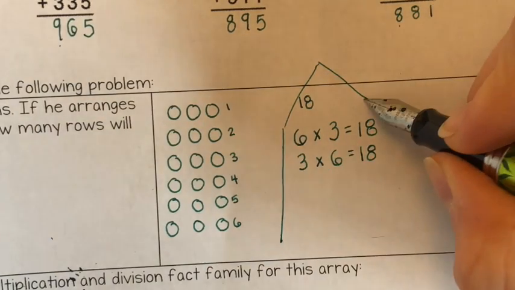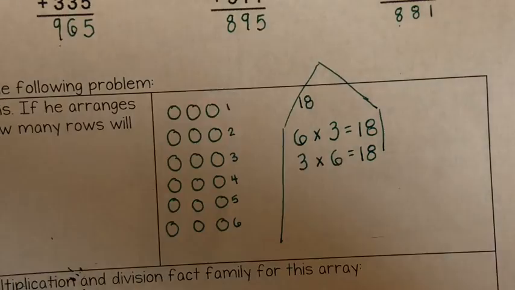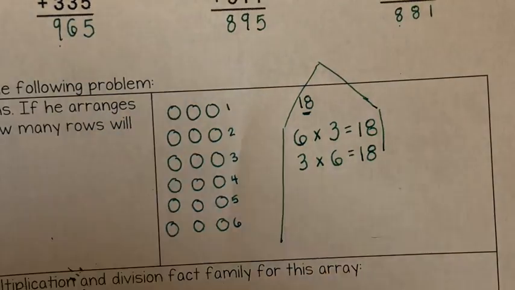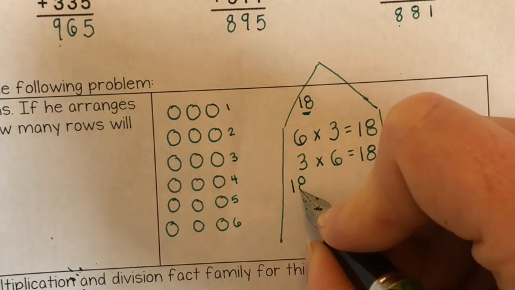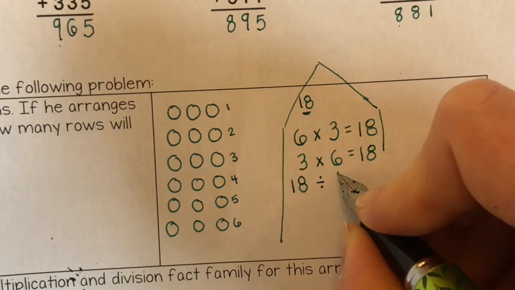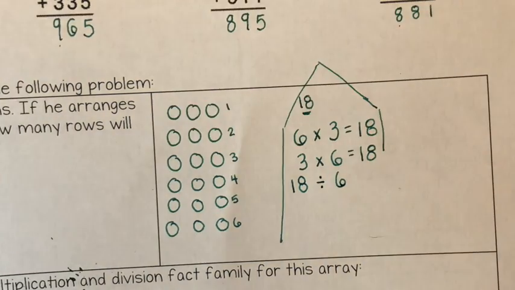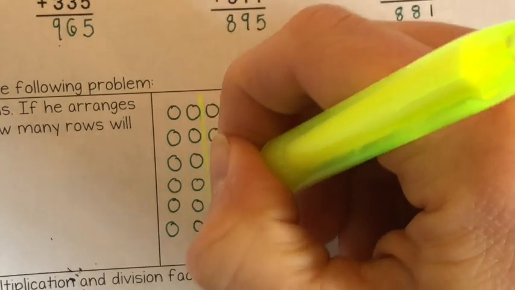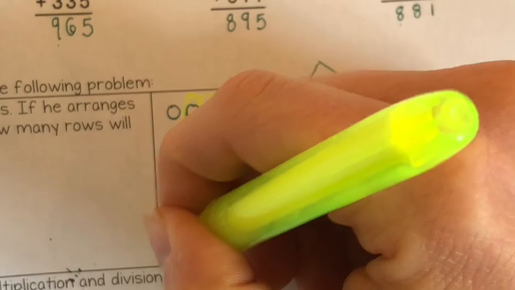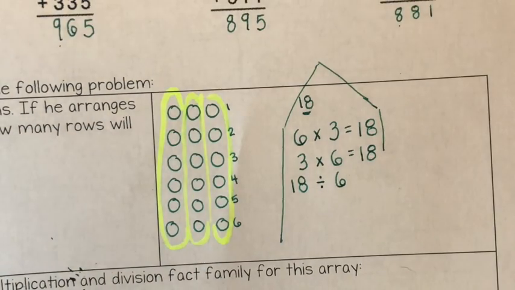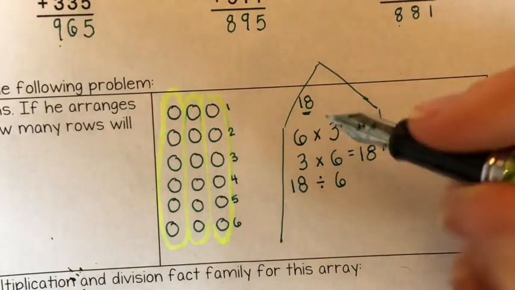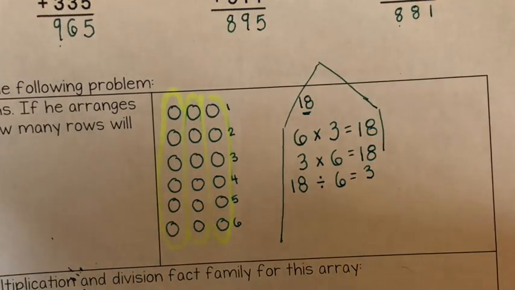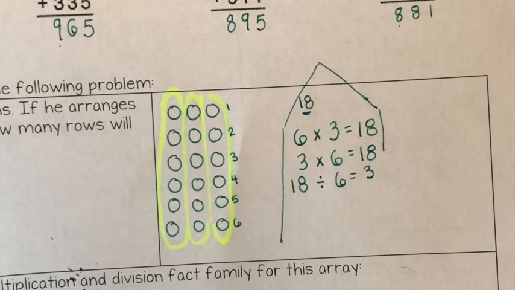Now I have to make my division sentences. So division, I start with the product of multiplication. So I start with the whole group. I start with 18, and I'm going to divide it up into groups of 6. There's my groups of 6. And that means I'm gonna have 3 groups. You could also look at it as 18 divided into 3 groups is 6, which we're gonna do right now.